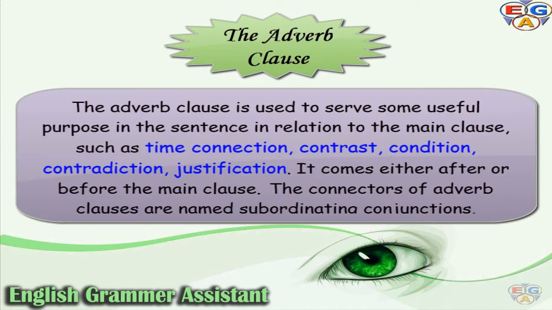The adverb clause is used to serve some useful purpose in the sentence in relation to the main clause, such as time connection, contrast, condition, contradiction, justification. It comes either after or before the main clause. The connectors of adverb clauses are named subordinating conjunctions.